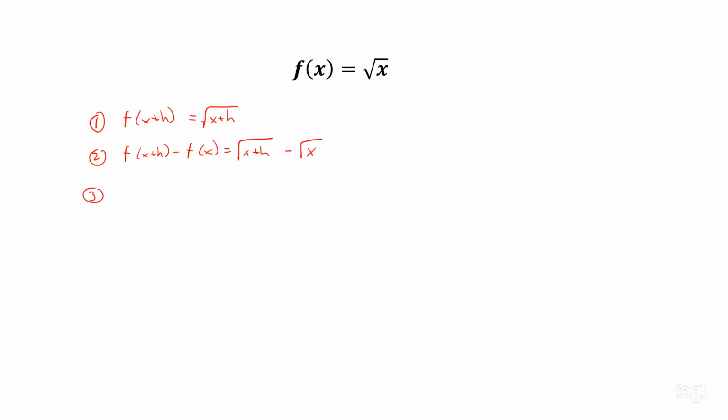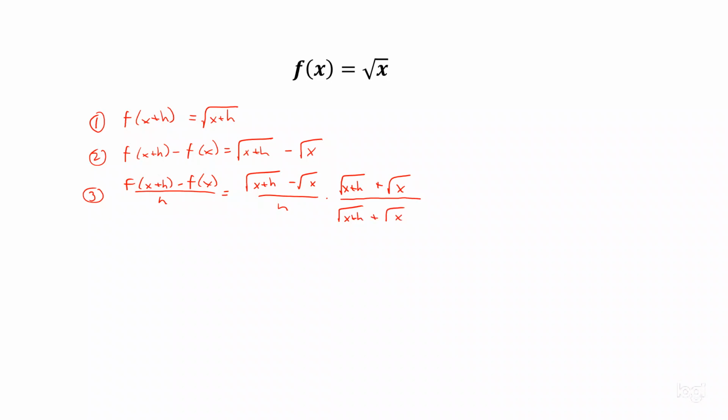Next step, calculate f of x plus h minus f of x divided by h. This is our difference quotient. Square root of x plus h minus square root of x divided by h. And this is where there's a trick, because these square roots are causing us some problems. And so we're going to multiply by the square root of x plus h plus the square root of x divided by the square root of x plus h plus the square root of x.